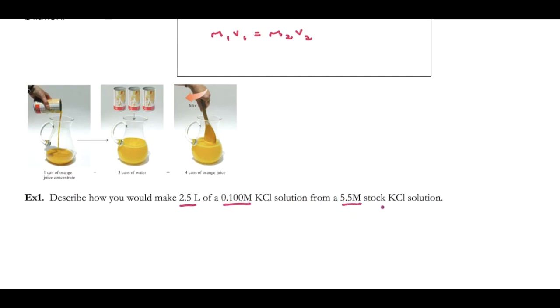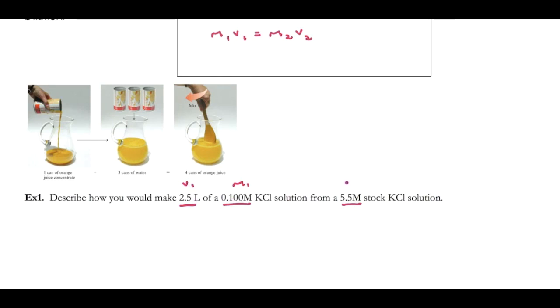So a stock solution, all we're saying is, hey, this is a concentrated solution. It doesn't matter what you make your M1 versus your M2. So I'm going to just make this my M1. This is what I want to end up with, the concentration, 0.100. Just make sure that the volume, your V1, matches with the correct concentration. So I want 2.5 liters of that concentration, so this is going to be my V1.